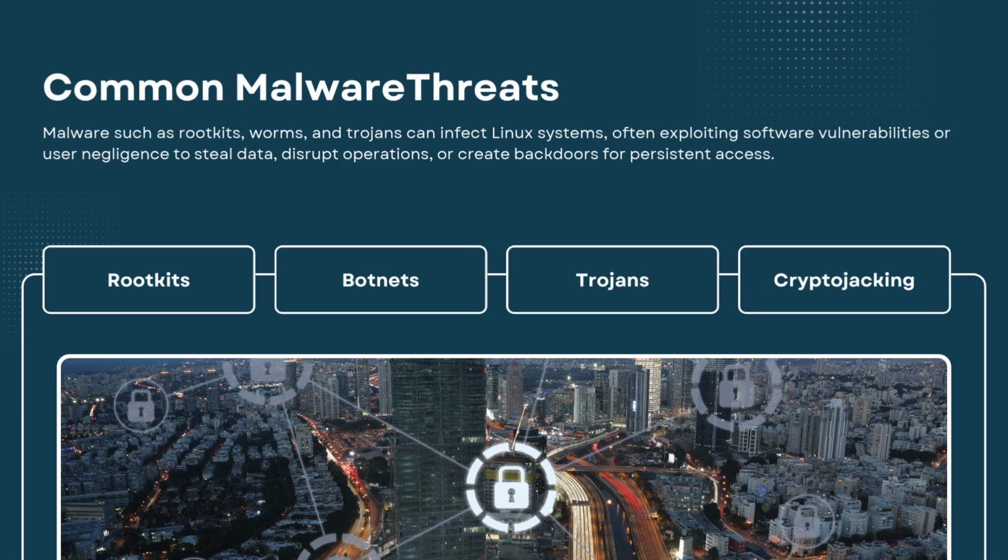Linux isn't immune to malware. Sure, it's less common than on Windows, but it definitely exists. Rootkits, Trojans, worms. These can sneak in through vulnerable software or even phishing emails. Once inside, they can open backdoors, steal files, or create zombie systems for botnets. That's why good cyber hygiene matters, even on Linux.